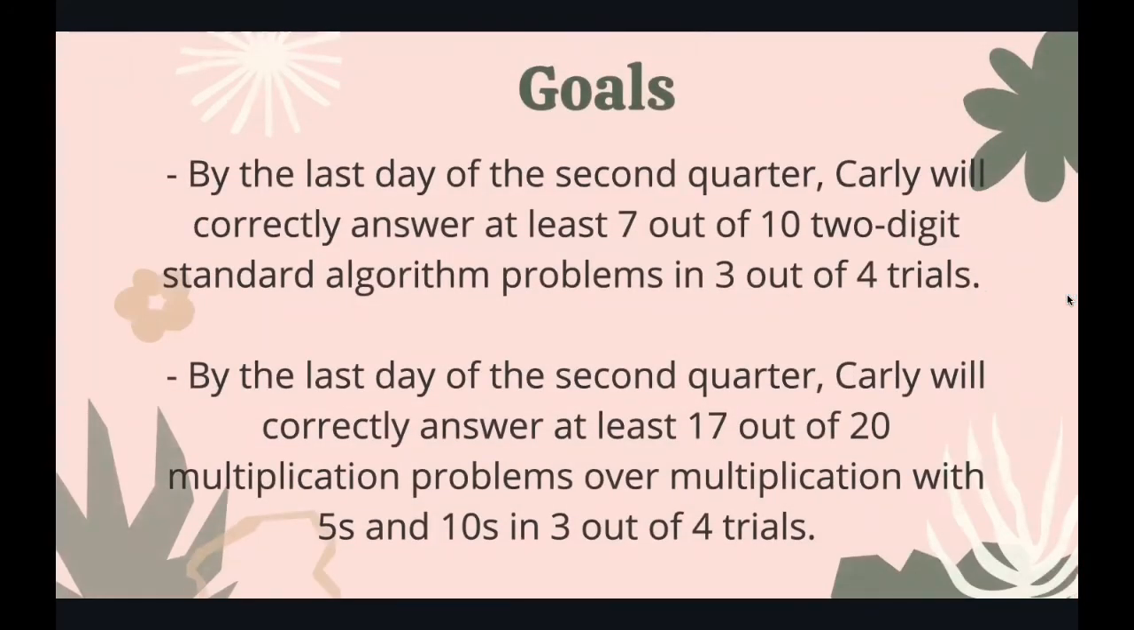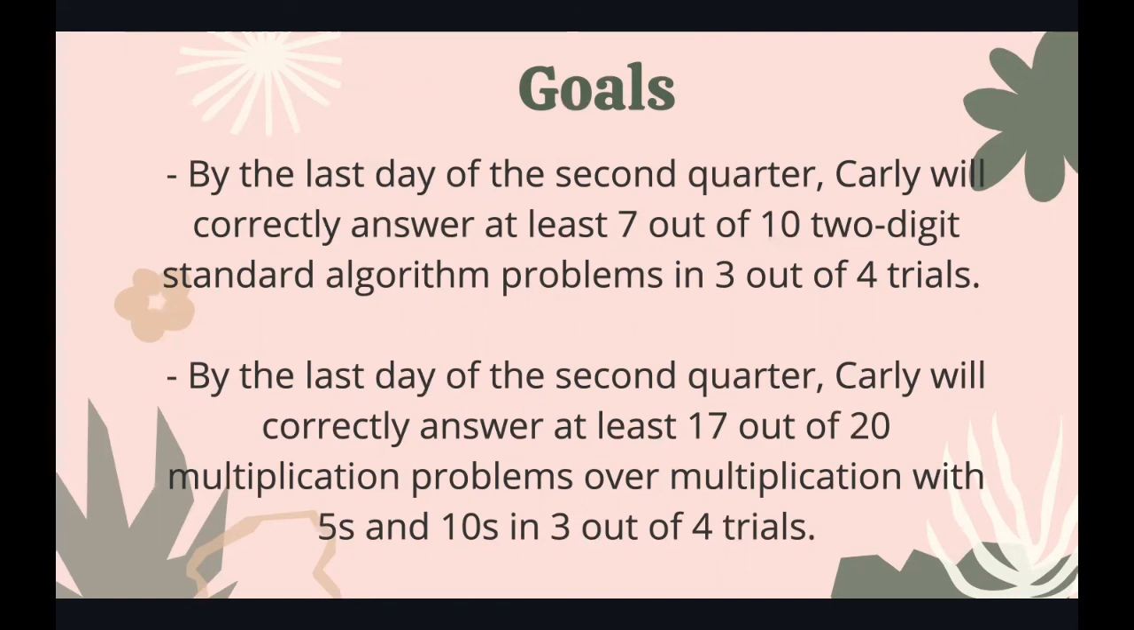So these are my goals for Carly. By the last day of the second quarter, Carly will correctly answer at least 7 out of 10 2-digit standard algorithm problems in 3 out of 4 trials. This means that she will answer 7 out of 10 questions correctly, and it will be done on paper. For example, it would be 17 plus 23 or 23 minus 17. This gives her a fair chance, and it will be done 4 times. So she just has to get this score 3 times.